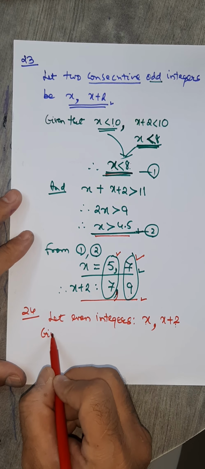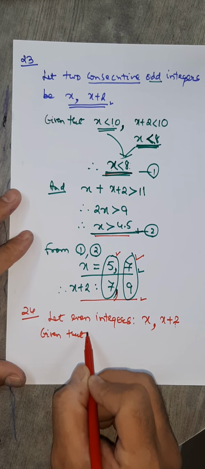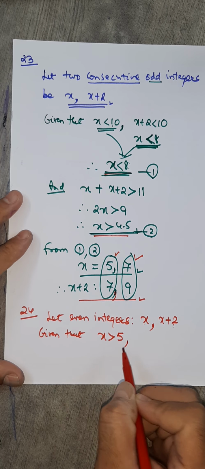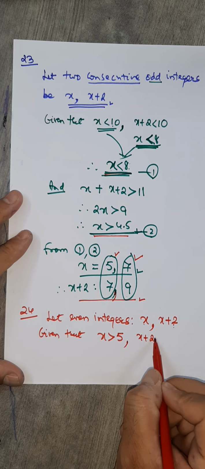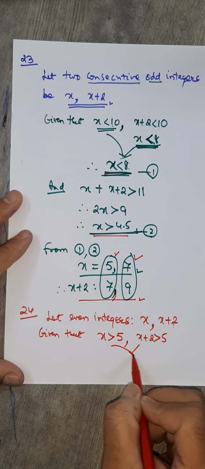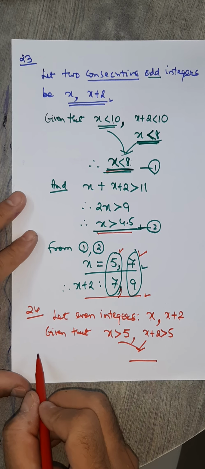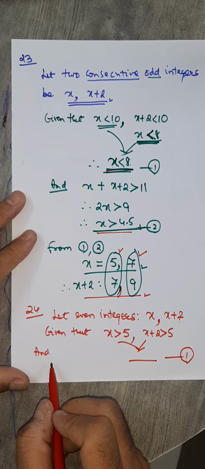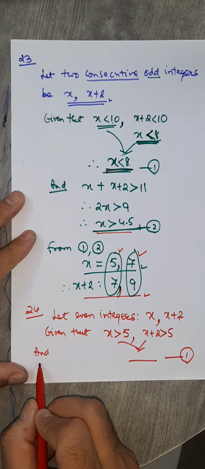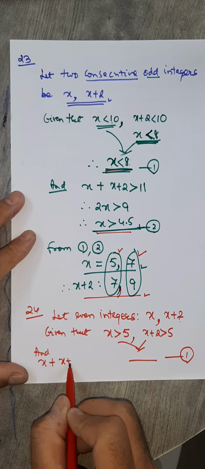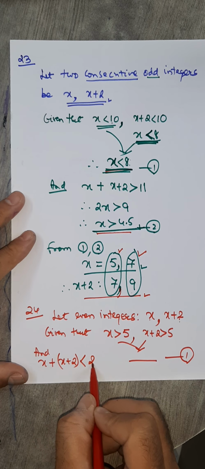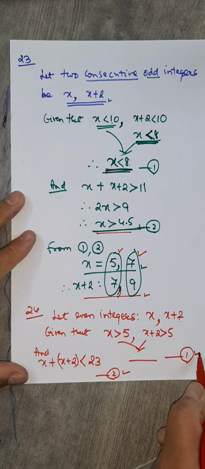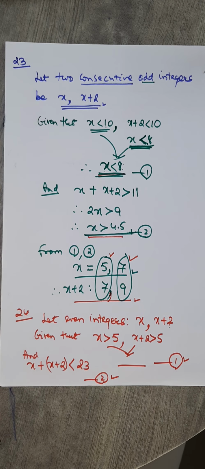So this is given. I will not solve the whole question. This is given: x should be more than 5 and x plus 2 should be more than 5. So what will you get from these two? You will get something. Write it here. Call this 1. One more condition, that the summation is less than 23. That is, x plus x plus 2 is less than 23. So from here you will get one more condition on x. Use 1 and 2 and get the pairs. Now you can do it, I'm sure.